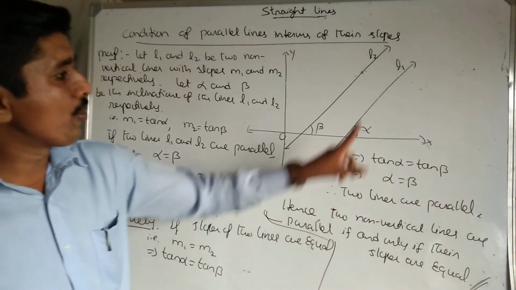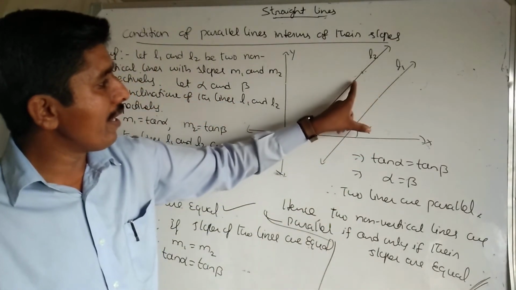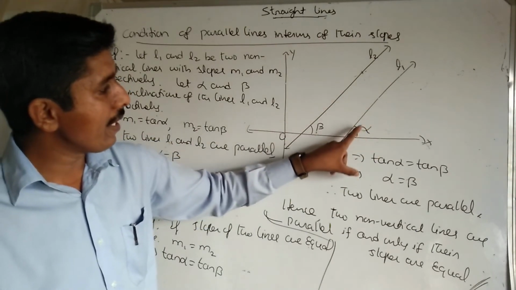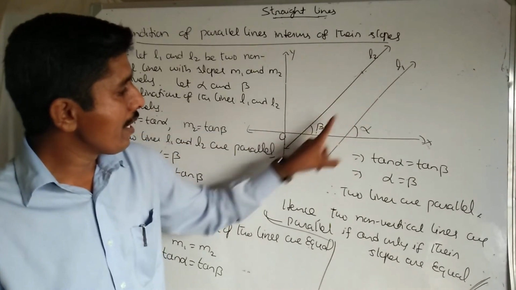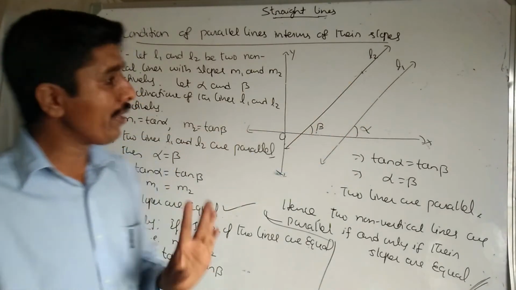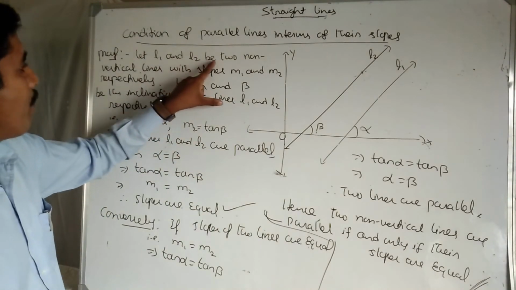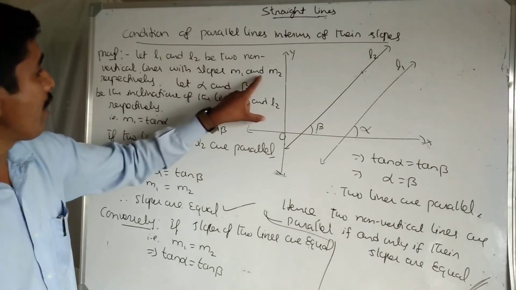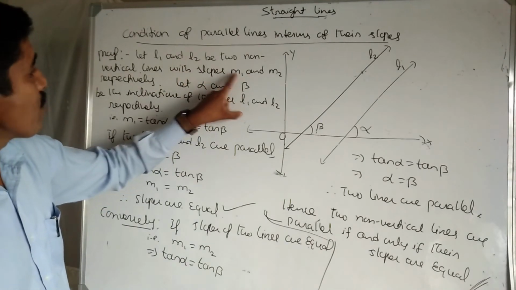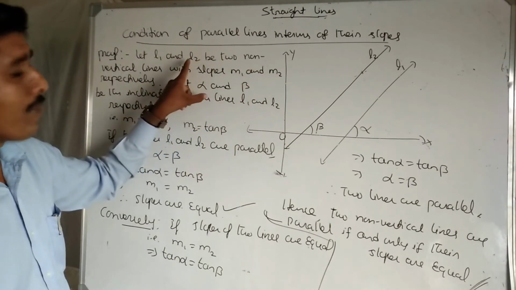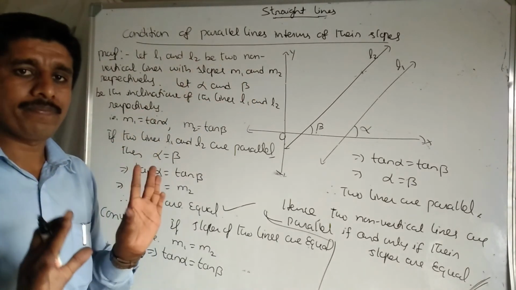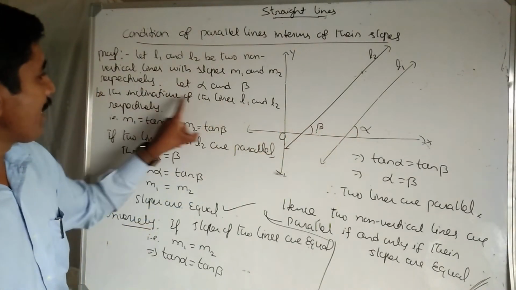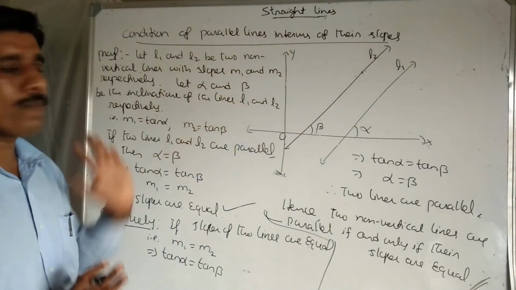Let's take two non-vertical lines L1 and L2. Clearly, take parallel lines here. Let alpha be the inclination of the line L1 and beta the inclination of the line L2. Let L1 and L2 be two non-vertical lines with slopes M1 and M2 respectively, where M1 is the slope of the line L1 and M2 is the slope of the line L2. Slope is denoted by M.